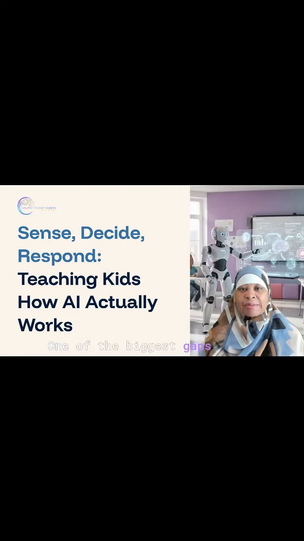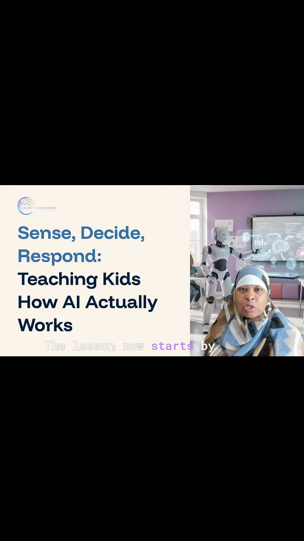One of the biggest gaps I see in school is that students use technology long before they understand that it's designed, limited, and shaped by people. This lesson addresses that directly. The core AI literacy takeaway is simple but powerful. AI systems do not think, they follow a process. They take in information, they apply rules or patterns, and they produce an output. Humans design every step of that process.